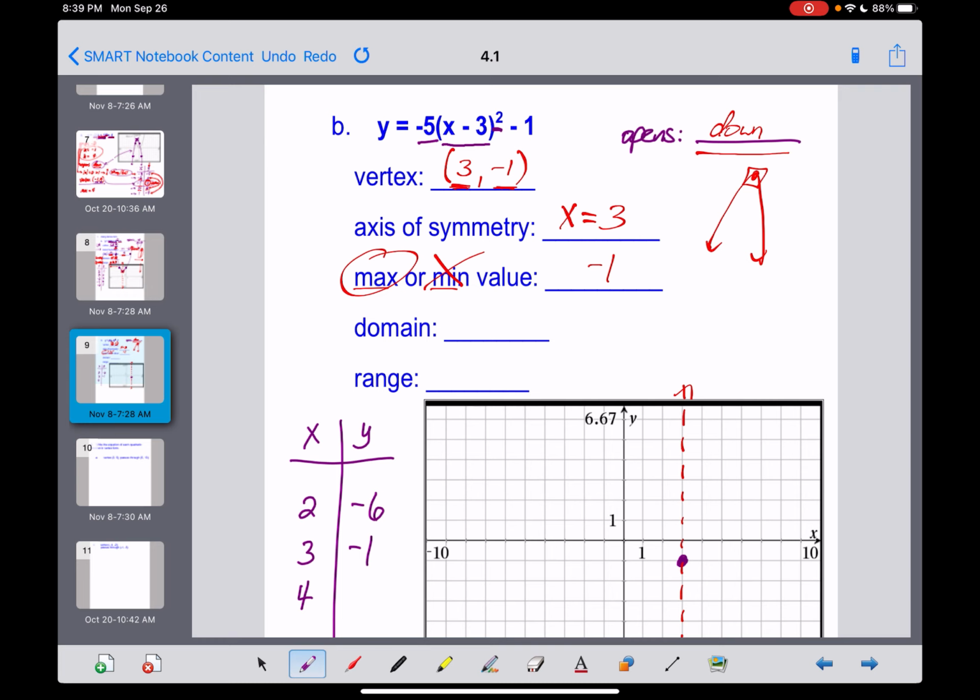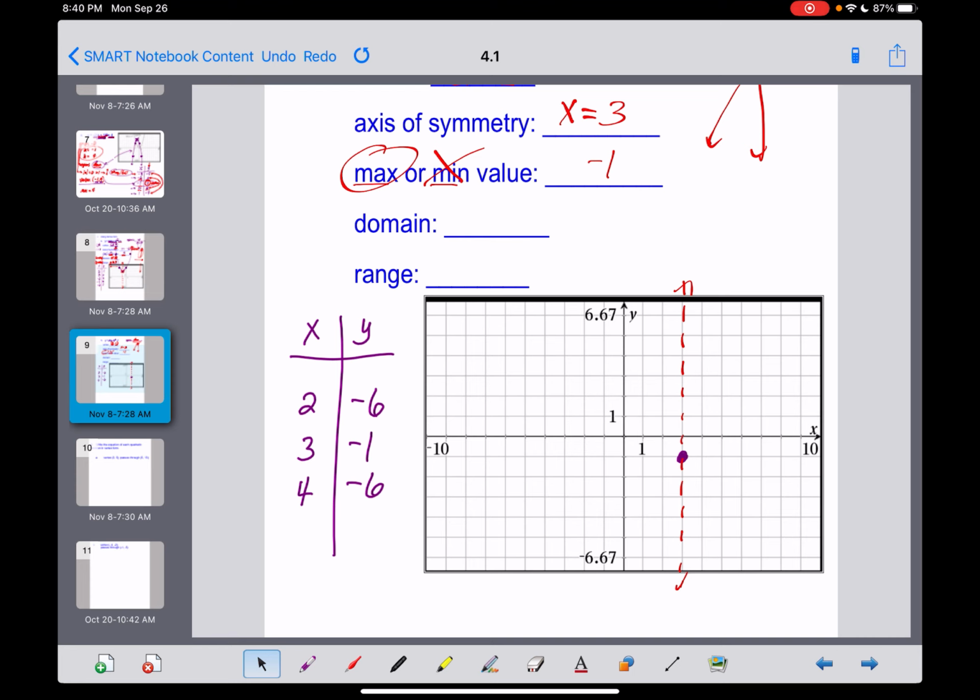You're going to see something similar now when we put in 4. 4 minus 3 is 1. 1 squared is 1 times -5 is -5. Minus 1 is -6. There's that symmetry that we were expecting to see. So we get the ordered pair (2, -6) for one solution, and then (4, -6) for another solution.